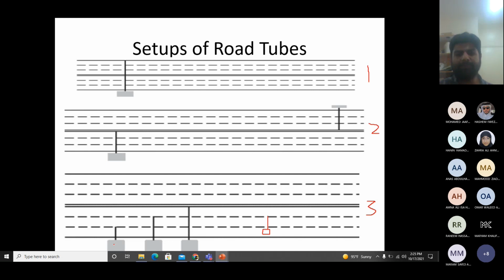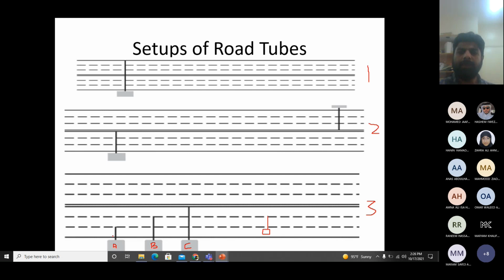So in this arrangement, we have 3 sensors. Let's say A and B and C. Okay, so sensor A or road tube A is directly recording the data from the right hand side lane. No problem, right? It's very obvious.